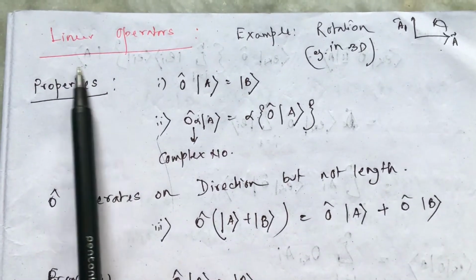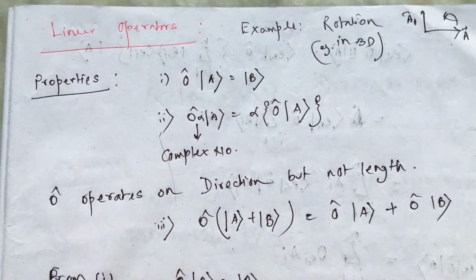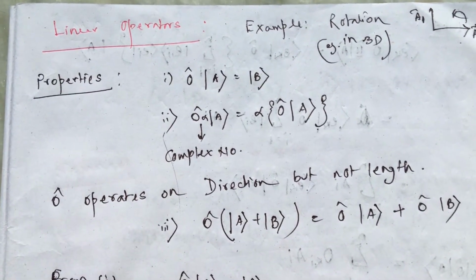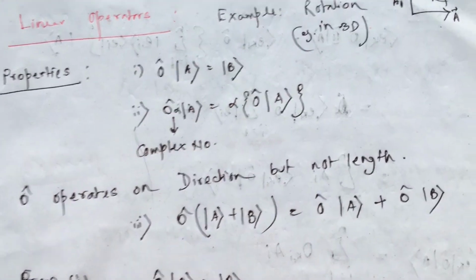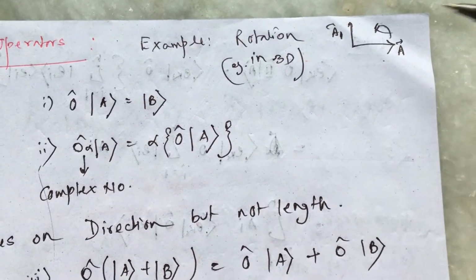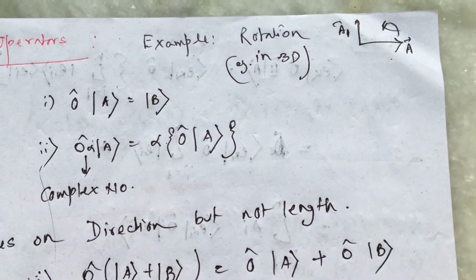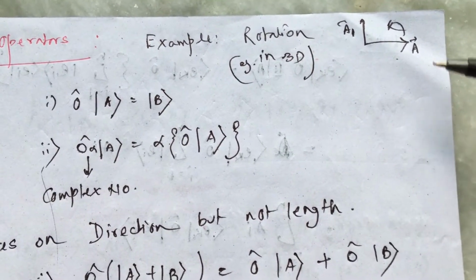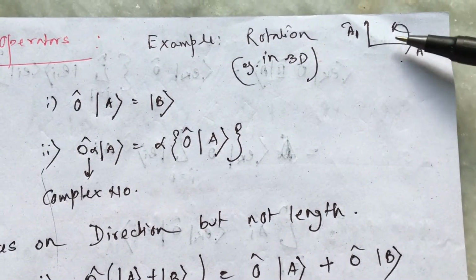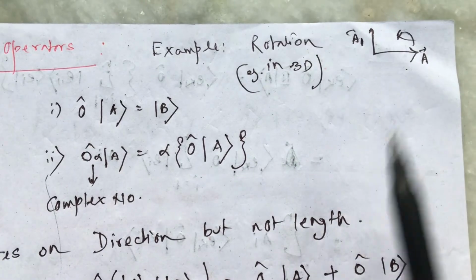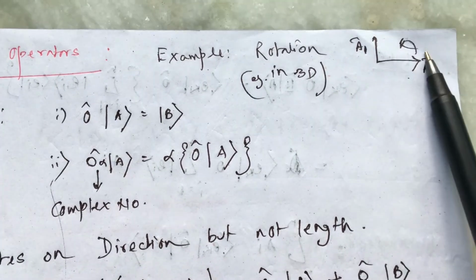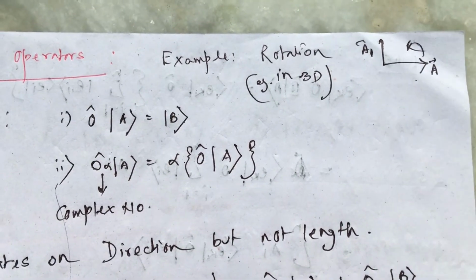Let's start the discussion of linear operators. We have studied some basic properties of operators. What is a linear operator? I will define that, but take for example, for the time being, suppose rotation is an operator. What does it do? I have a vector A, I apply rotation here, it changes its direction by 90 degrees and it becomes another vector, a new vector, which is A1. So rotation is an operator. This is an operator in 3D.